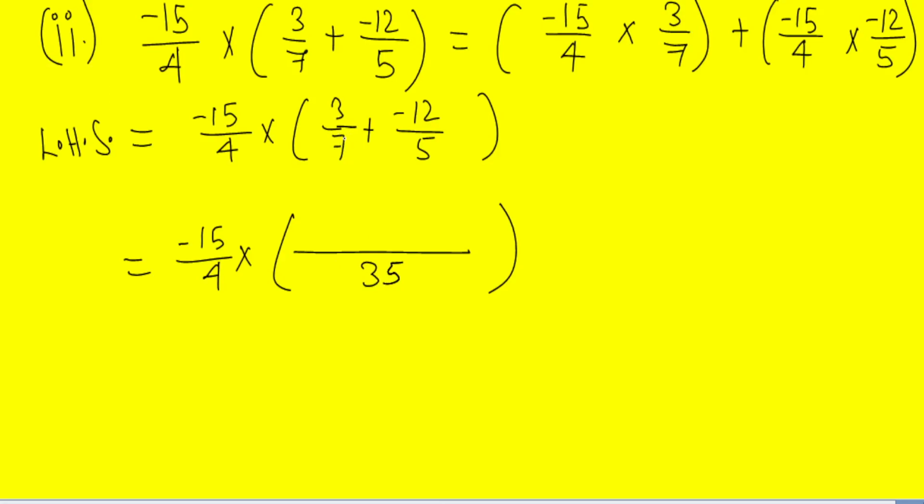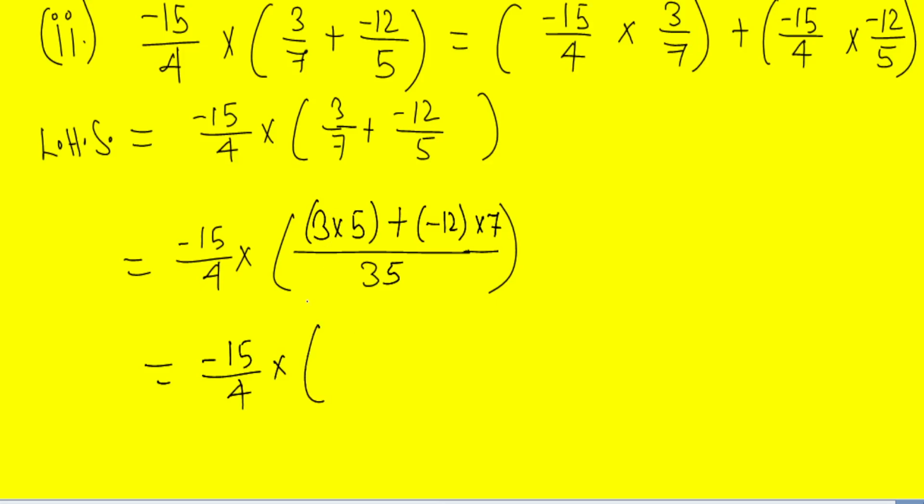When we divide 35 by 7, the quotient we will get is 5. Now 3 will multiply with 5 plus, now when we divide 35 by 5, we will get quotient as 7. So minus 12 will be multiplied with 7. Is it clear? Now minus 15 by 4 as it is. Now 5 multiply 3 is 15 plus minus of 12 multiply 7 is minus 84. Done, beta? In the denominator it is 35.